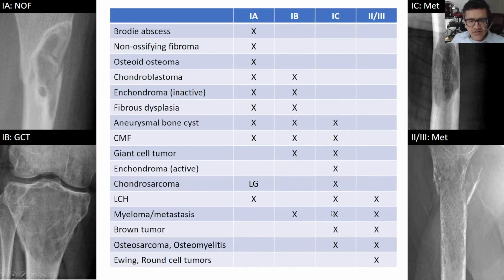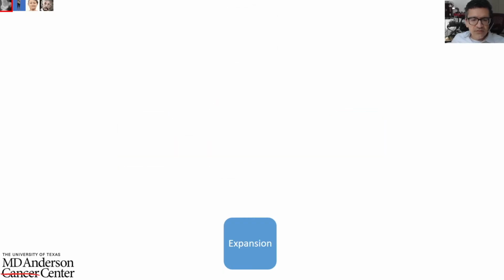Chondrosarcomas, LCH, more aggressive lesions can start having the type 2 and 3 margins, but please note that some of these lesions can have a range of appearances. Specifically, myeloma can have this 1B margin as well. So just a lot going on, and not all tumors follow the rules in the book. Next, we're going to talk about the cortical expansion.